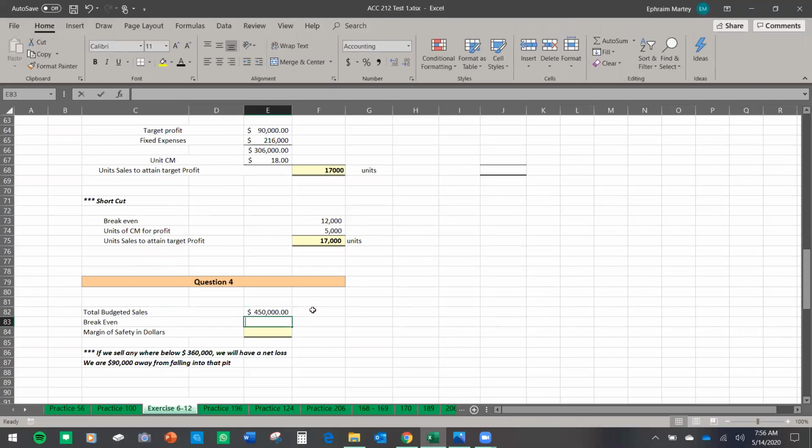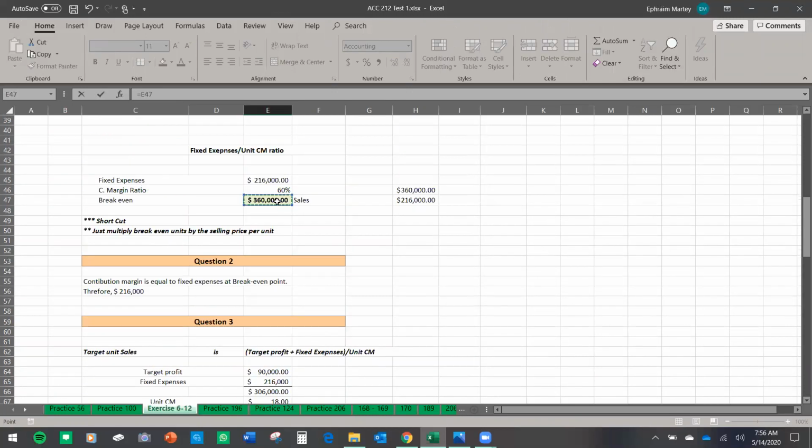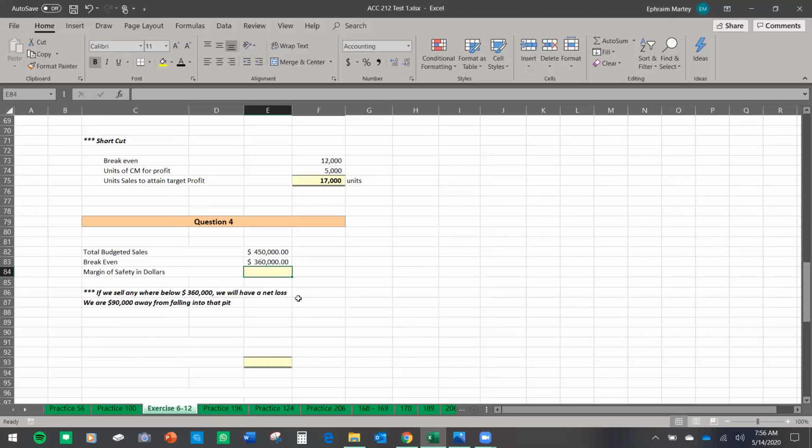450,000. What's the break-even point? We already have 360,000 right here. So we subtract this minus that. That gives us 90,000. That means we are 90,000 away from having a loss, or 90,000 above the break-even point. So that's what I've explained here. This is how we calculate the margin of safety in dollars.